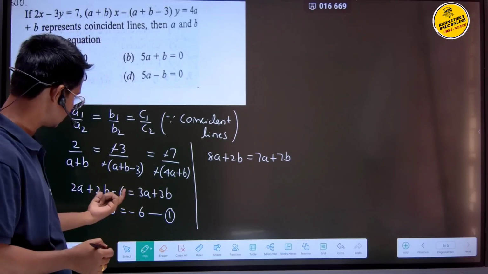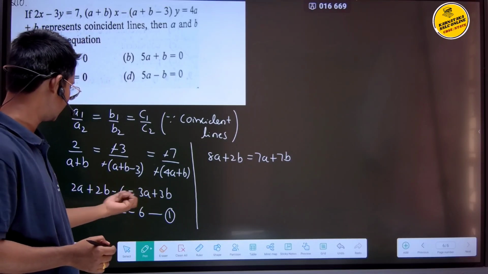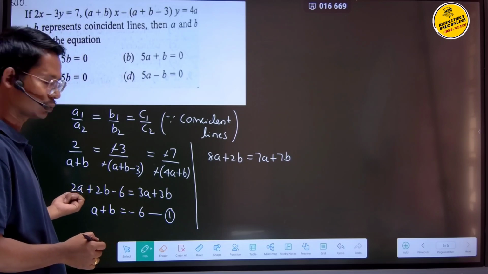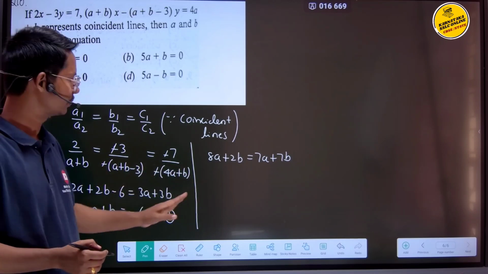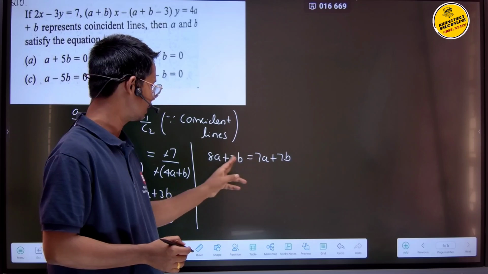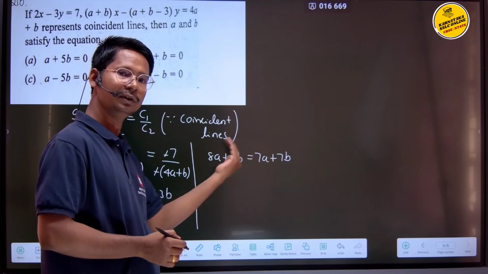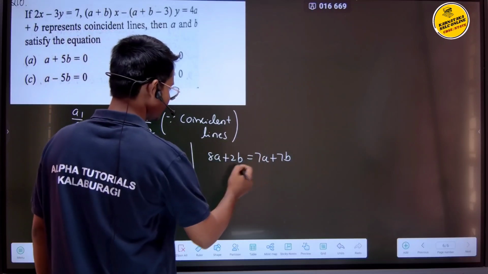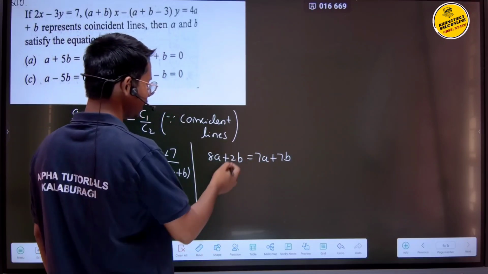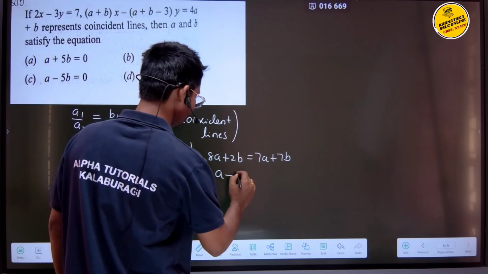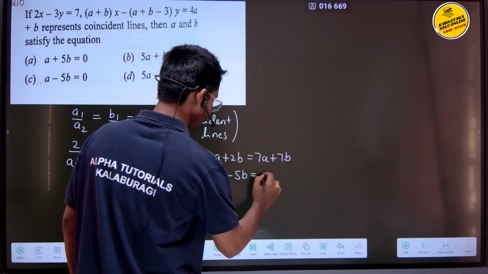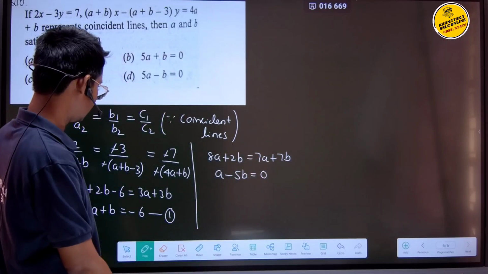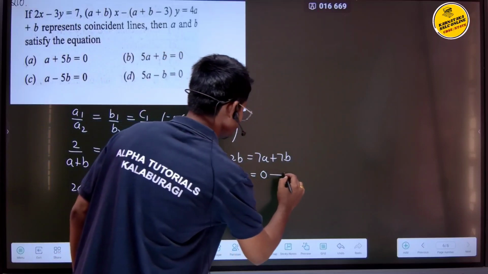Here the coefficient of a is 3 and there the coefficient of a is 2, so I shifted 2a to the right side. But here the coefficient of a is 7 and here 8, so I shift the smaller one towards the higher one. So 8a minus 7a will be a, and 2b minus 7b will be minus 5b equal to 0. I'll call it equation 2.